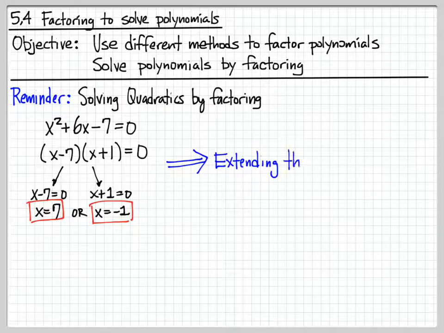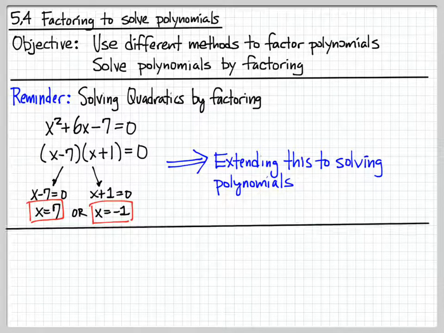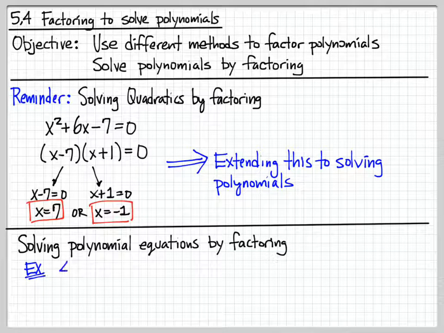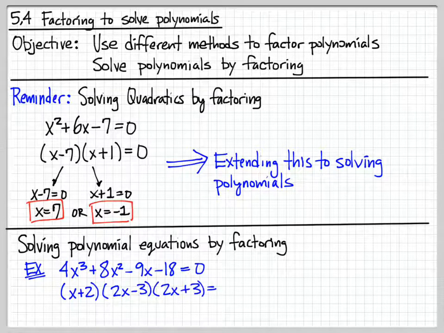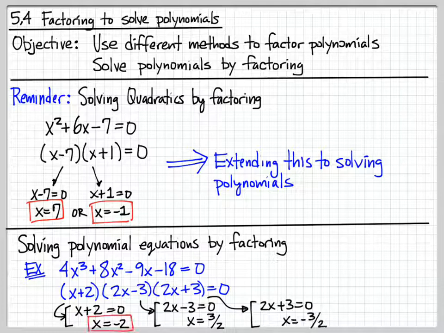And so what we want to do is extend this same idea to polynomials as well. When we have a polynomial equation, we can also solve it by factoring. So here's an example. We have a larger polynomial here. In this case, I'm just going to factor it. We'll learn how to factor it in a bit, but just say that we can factor it down to this. If we factor it down to this, we do the same type of thing where we set each of these three terms to 0, and so then our solution in this case can be -2, 3/2, or -3/2.